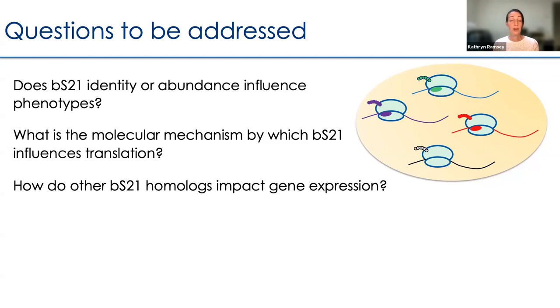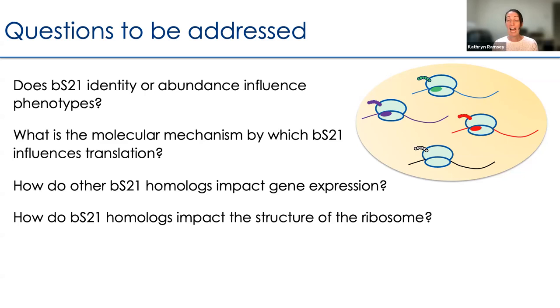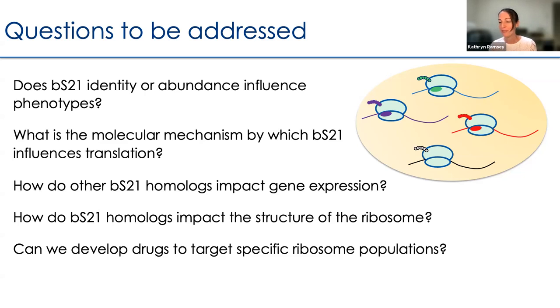And of course, so far we've really only looked at BS21-2 in Francisella tularensis, right? So what are the other BS21 homologs doing? Which genes are they controlling? How do they impact gene regulation? How do they all impact the structure of the ribosome?